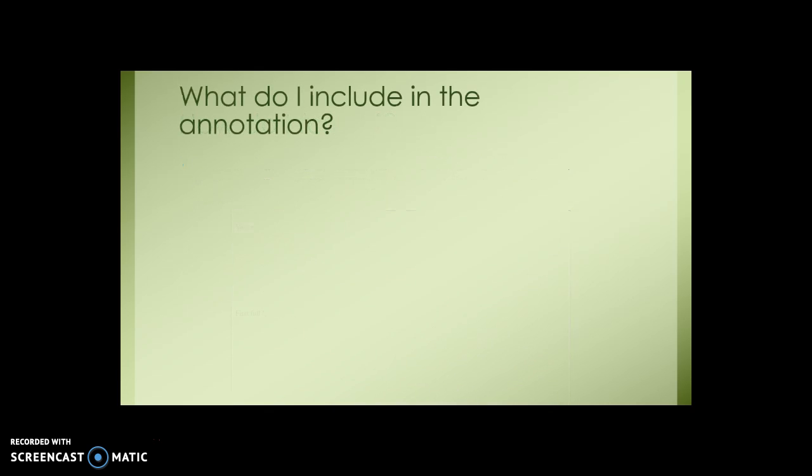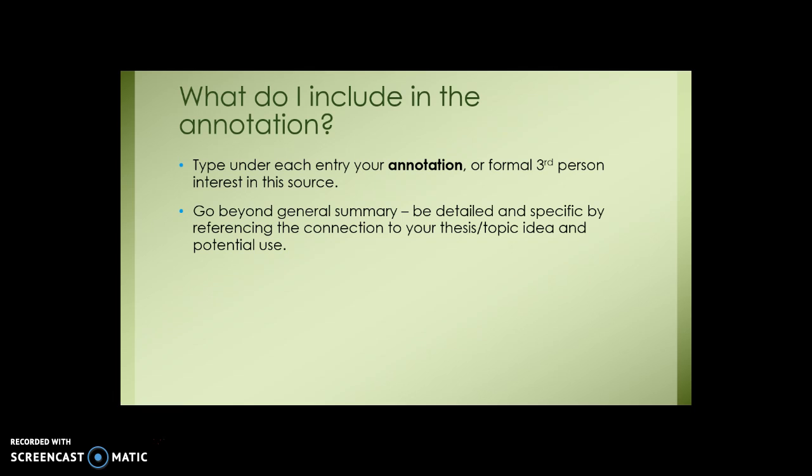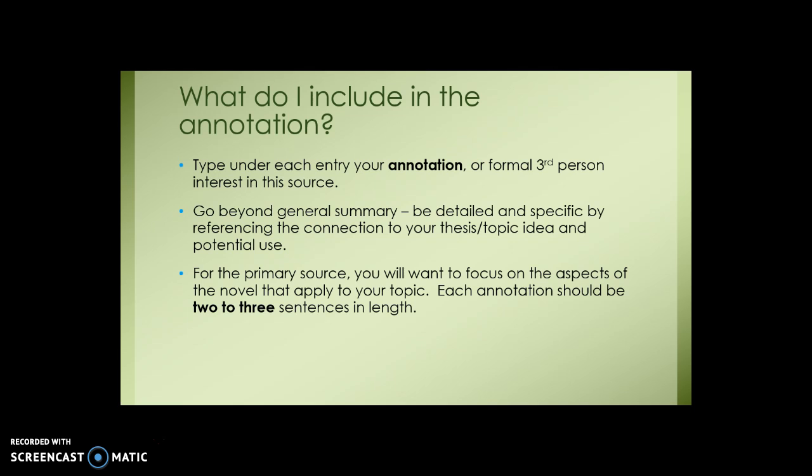So what do you include in that annotation? Under each entry, so under each works cited entry, this is your formal third-person interest in the source. I encourage you to go beyond general summary. Be detailed and specific by referencing the connection to your thesis or topic idea and how you're going to use this. So what information not only do you find, but how are you beginning to see the role of women in Victorian society? How are you beginning to make those connections to Jane Eyre, perhaps?